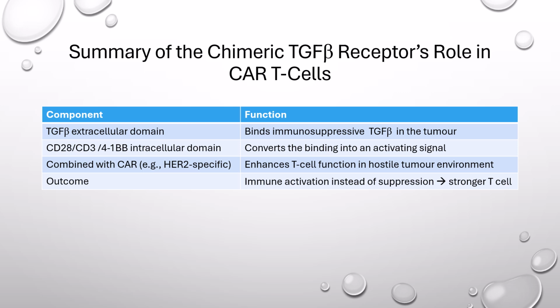And so by hacking, if you like, or hijacking this particular suppressive signal and flipping it, if the tumor is going to flood the area with this TGF beta, then we'll use it against the tumor. And basically, you're totally redesigning the T cells to remain fully functional, or maybe even enhanced, in environments where normal T cells would be paralyzed.